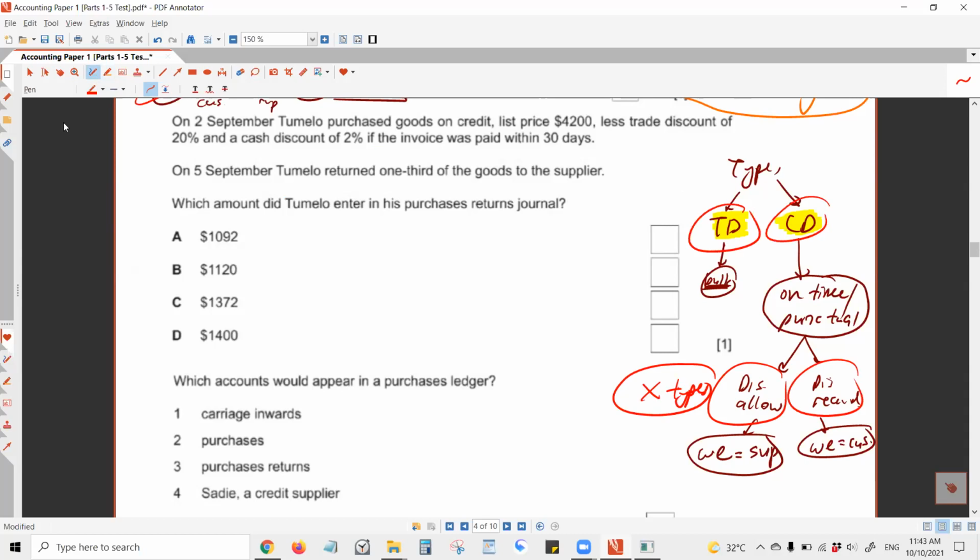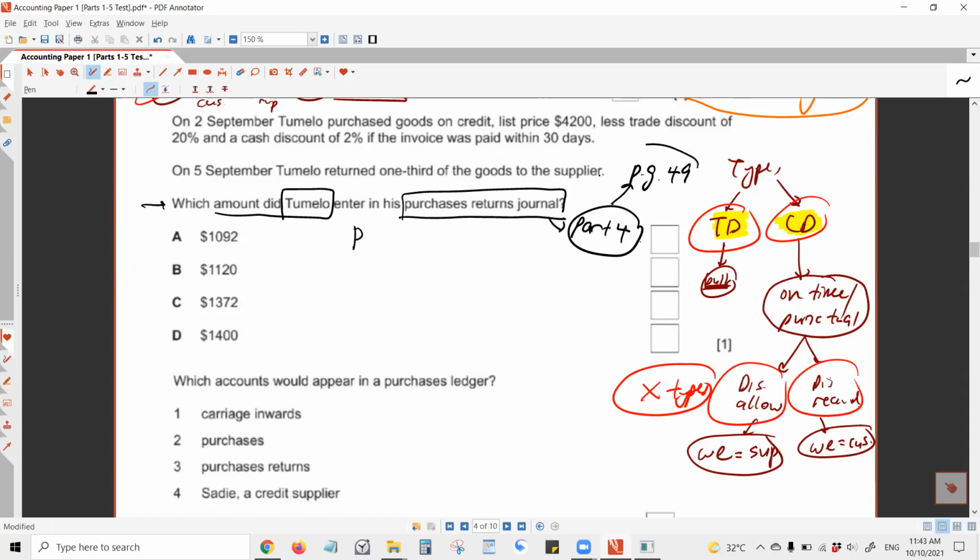Now let's see the question. Which amount did Tumelo enter in his purchases return journal? This is linked to part 4. The purchases return journal is in part 4, page 49, and that's the page that many students keep forgetting how it works. The sales journal, sales return journal, purchase journal, and purchase return journal are all in part 4, page 49.